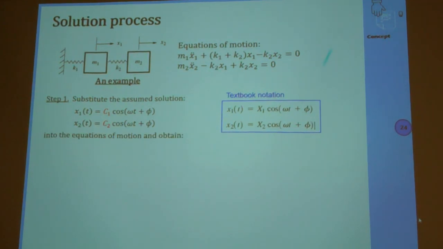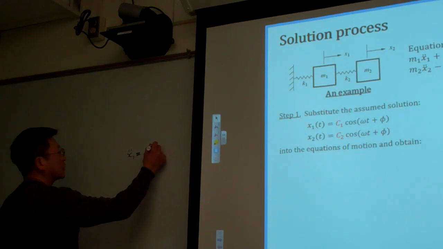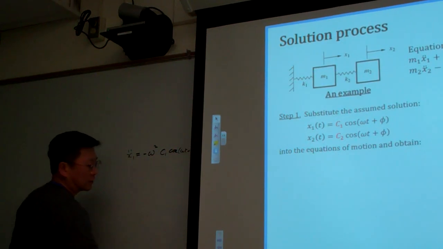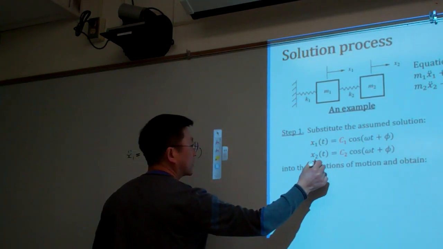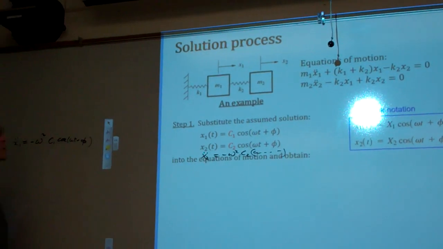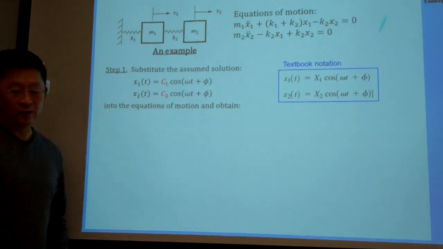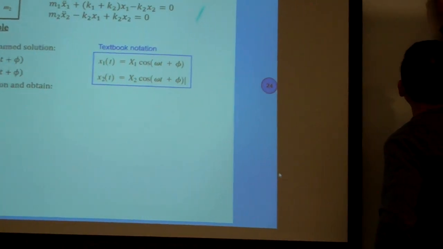Then we begin plugging the information in. To plug in, you need to calculate x1 dot dot, the second derivative as well. Based upon that, you can easily see that it will be minus omega squared times C1 cosine of omega t plus phi. In a similar way, for x2 double dot, the same thing: minus omega squared C2 cosine of the same argument. With those, you plug into these equations very carefully. Maybe from here we can try one example.